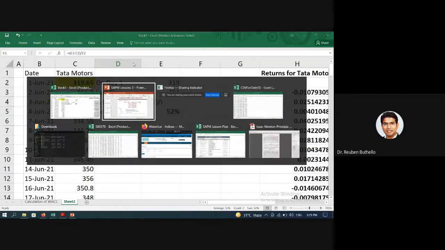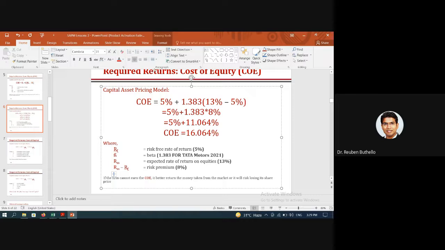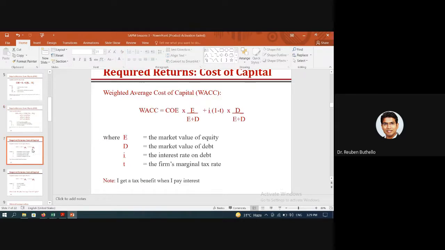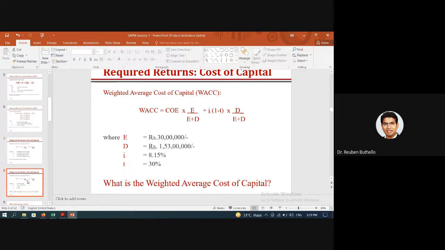So now we will go to the next step. I have my cost of equity. I have it at 16% over here. Now I'm going to find out what is my weighted average cost of capital. Okay, for the company, I'll find out what is the cost that I have to incur. Now, for this, I've made certain assumptions. Can someone read the assumptions here?